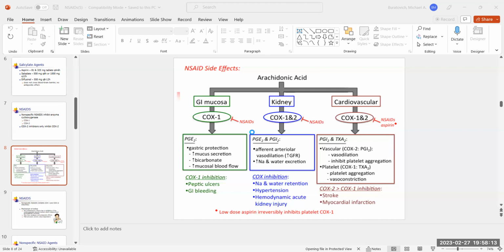So NSAIDs, take them with food and liquids, always. Don't give aspirin to kids with viral infections. Use acetaminophen instead. And watch for GI disturbance and bleeding. And if someone is on anticoagulants or antiplatelets, NSAIDs will make their bleeding worse. Keep that in mind.